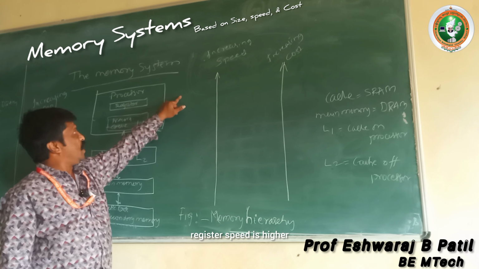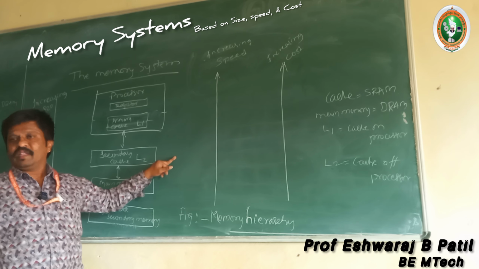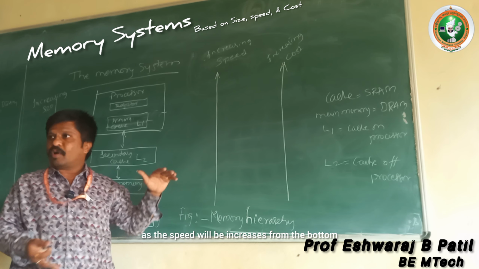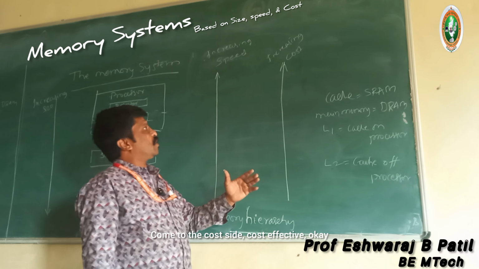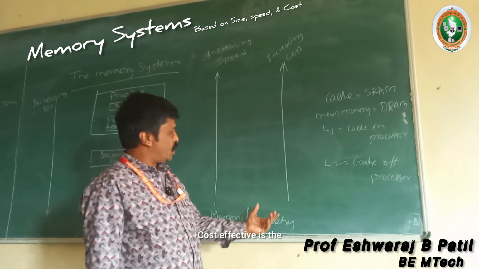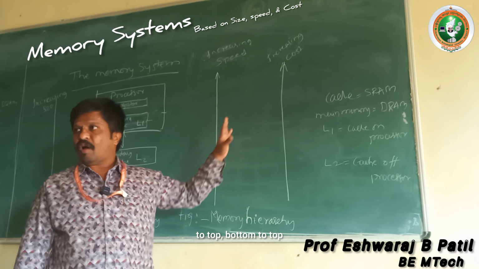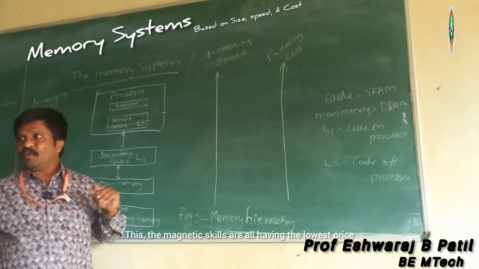Register speed is higher, faster than the L2 registers. The speed increases from the bottom to top in the memory hierarchy. Come to the cost side, cost effective. The cost also increases from the bottom to top. The magnetic discs all have the lowest price.